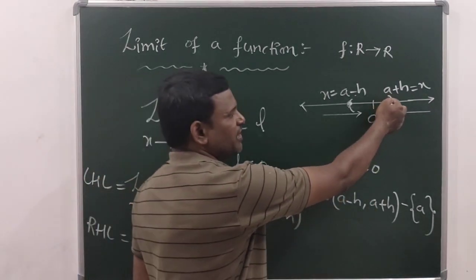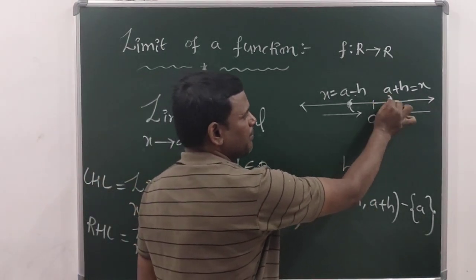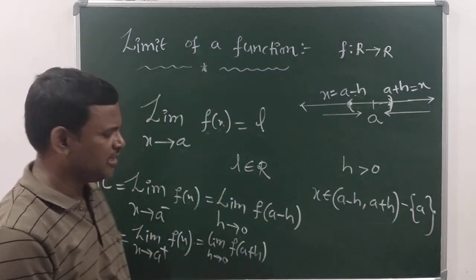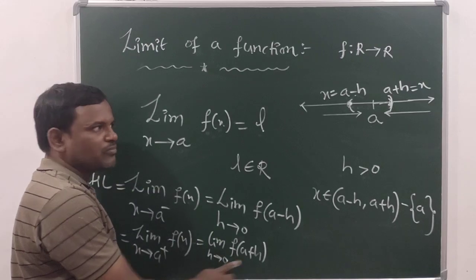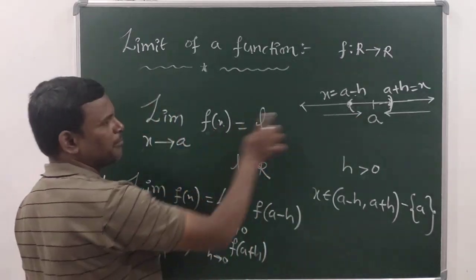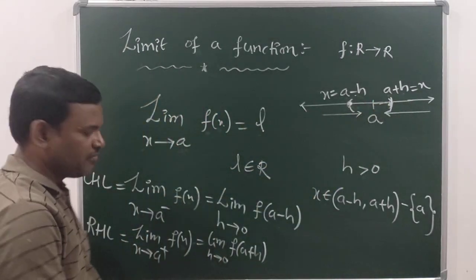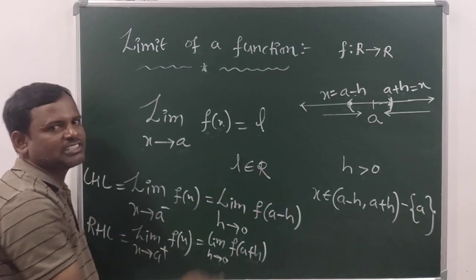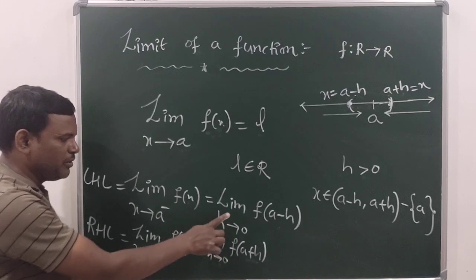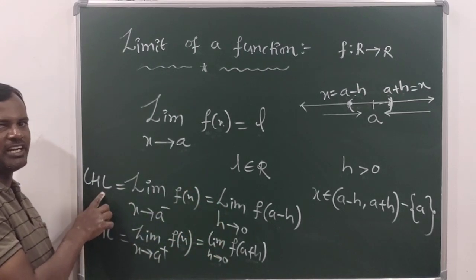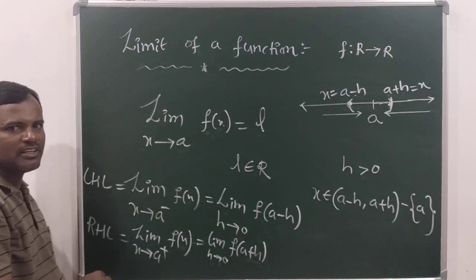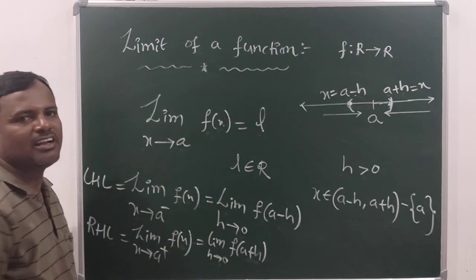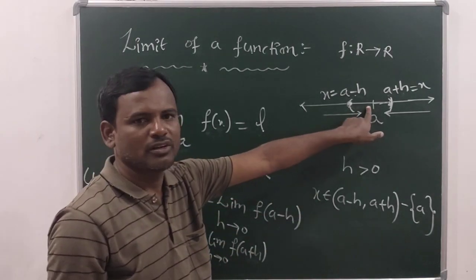Now, when h decreases from the right side, this gap decreases, and your x closes to a. Okay? So here, I replaced this x by a plus h. When h approaches 0, your a plus h approaches x. We use this formula to find the left hand limit of this function. We use this formula to find the right hand limit of this function.